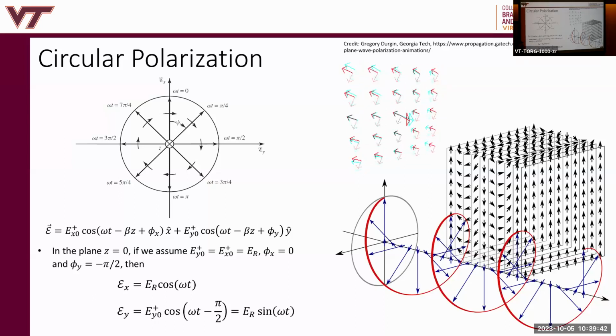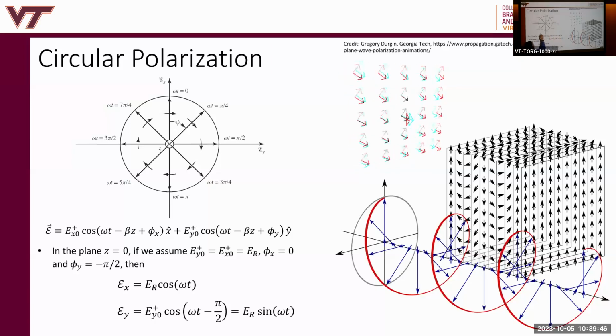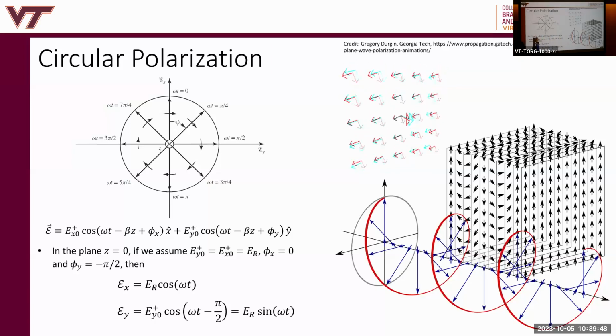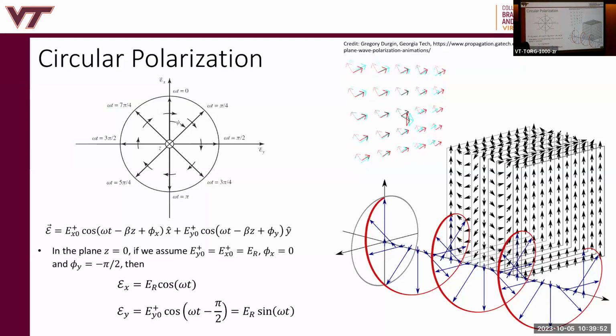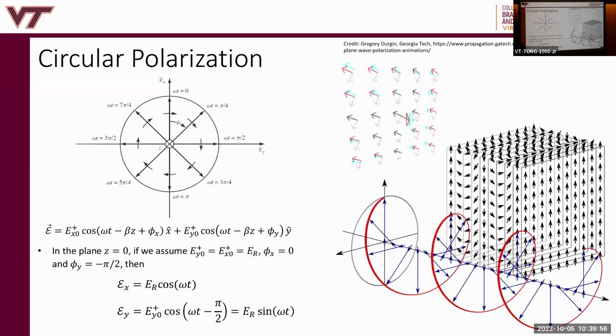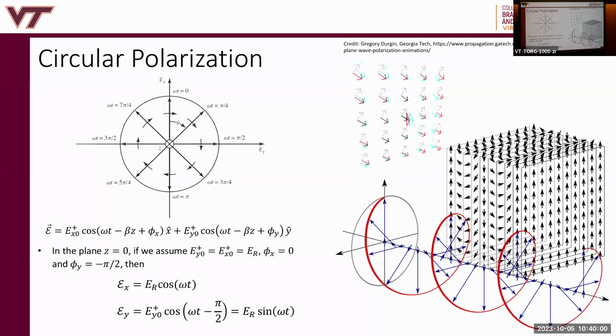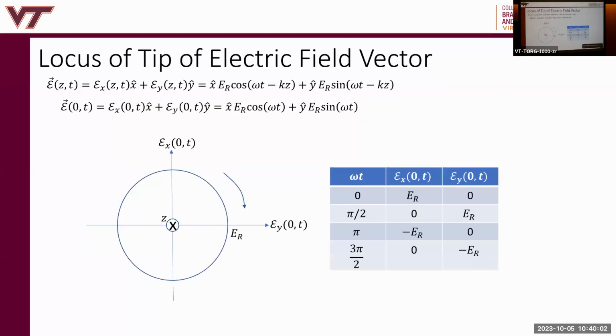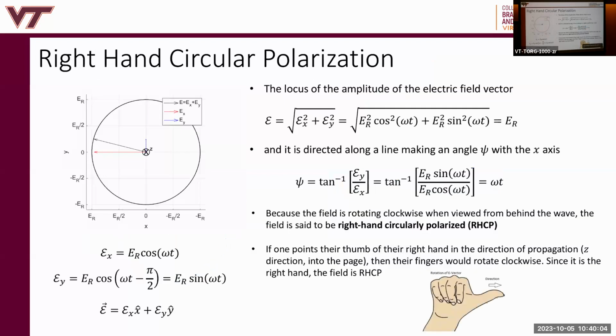So to tell you ahead of time, this is the electric field in general for all cases. To get circular polarization, EX naught has to equal EY naught, and phi X and phi Y have to be different by 90 degrees. And we'll see exactly why that is. I don't know if I included that in this presentation. Let me check. Yes, here. Okay, I'm going to jump ahead.